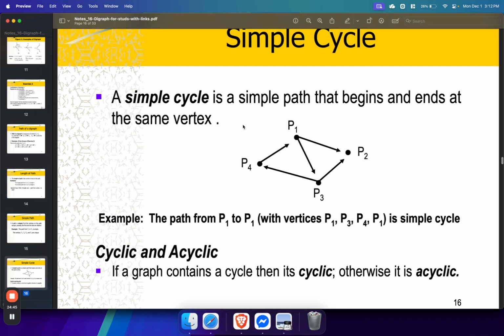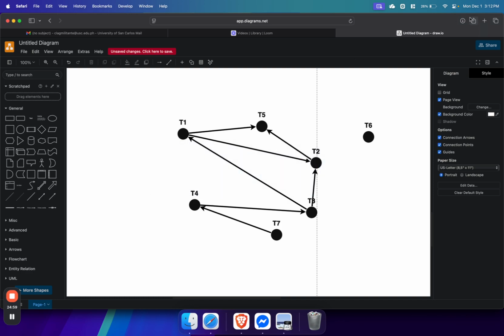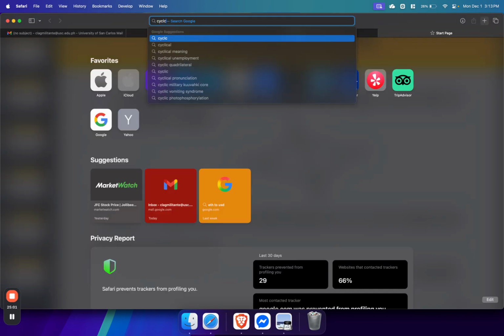If the graph contains a cycle, so if a graph will contain any cycle, it's considered to be cyclic. I like to call it cyclic, but maybe it's better to say cyclic. You could ask Google. I'm just curious.